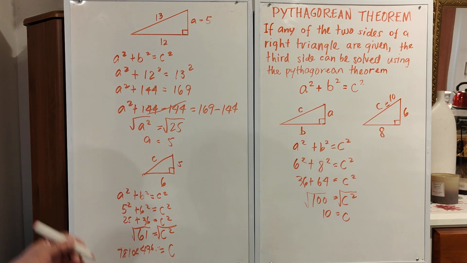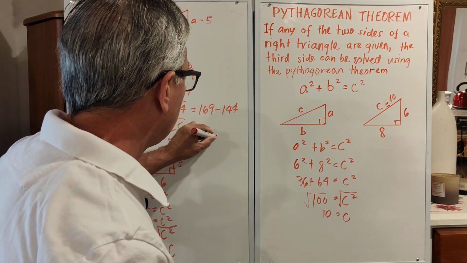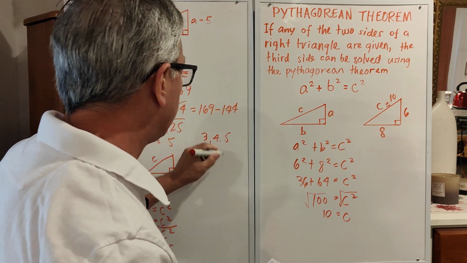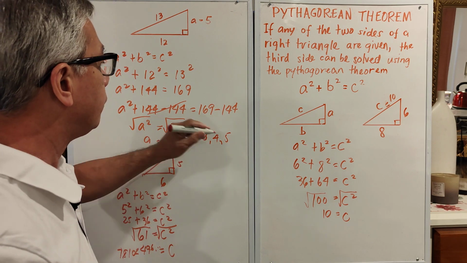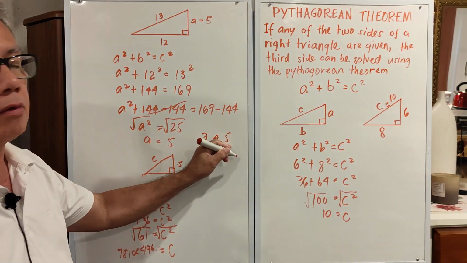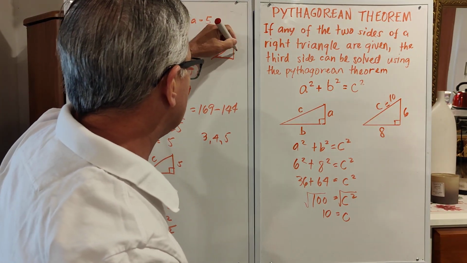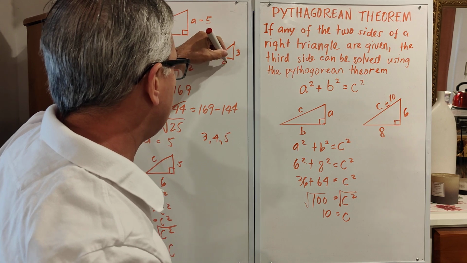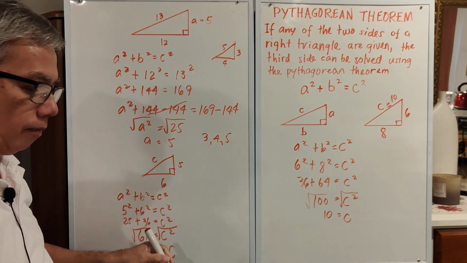But there are Pythagorean triples where all the sides are exact numbers. For example, 3, 4, and 5. It means that if you have a triangle with sides 3 and 4, the third side will be exactly 5. So if this is 3, this is 4, this will be exactly 5.